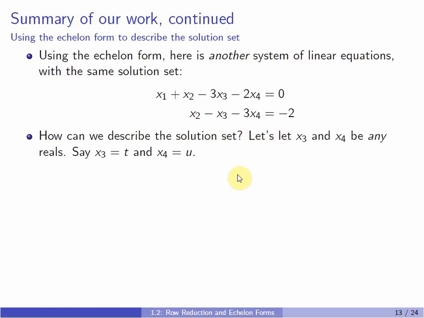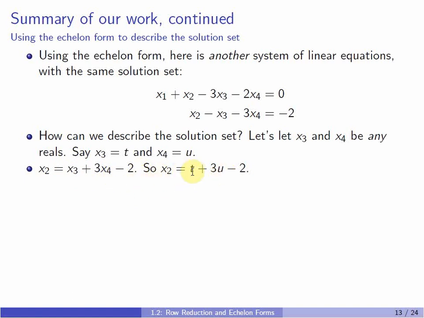Well, let's do the following. Let's take x3 and x4, and say that they can be any real numbers. And just to emphasize that they can be any real numbers, let's introduce t to represent x3 and u to represent x4. Then take a look at this bottom equation. If you solve for x2, you get this, and let's even use our new variables for emphasis that this x3 is becoming a t, and x4 becomes a u.